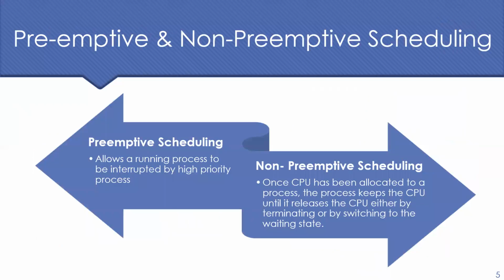Preemptive and non-preemptive scheduling. In preemptive scheduling, a running process gets interrupted by a high priority process. In non-preemptive scheduling, once the CPU has been allocated to a process, the process keeps the CPU until it releases the CPU either by terminating or by switching to the waiting state.